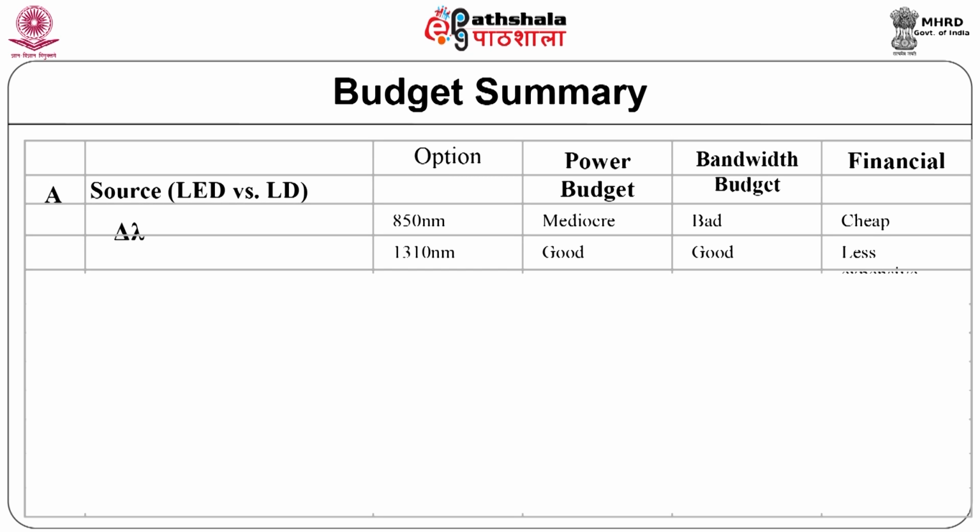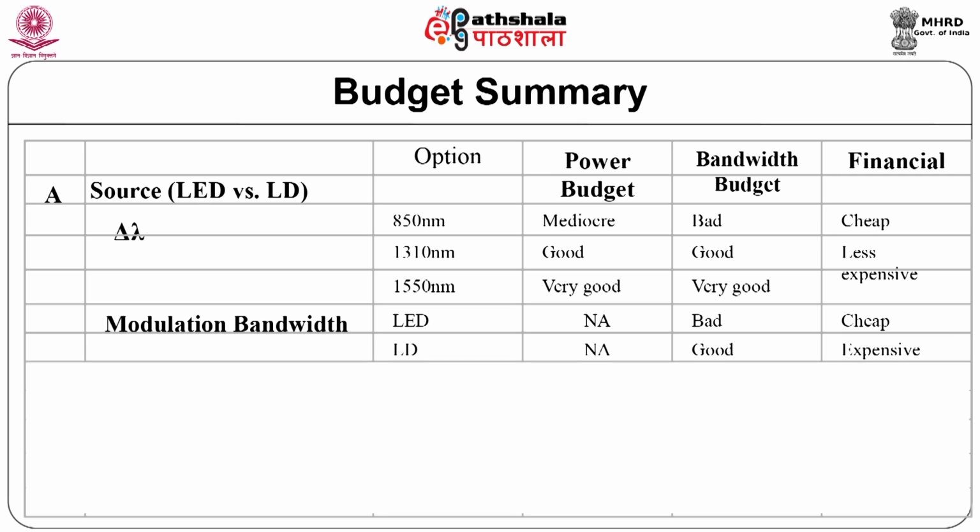Options for the delta lambda are 850 nanometer, 1310 nanometer and 1550 nanometer. For 850 nanometer, power budget is mediocre, bandwidth budget bad, financially it is cheap. For 1310 nanometer, power budget good, bandwidth budget good, financially less expensive. 1550 nanometer, power budget very good, bandwidth budget also very good, but it is expensive.